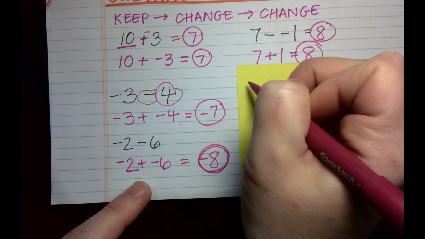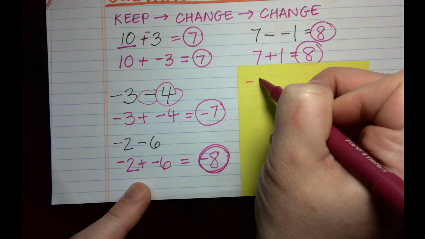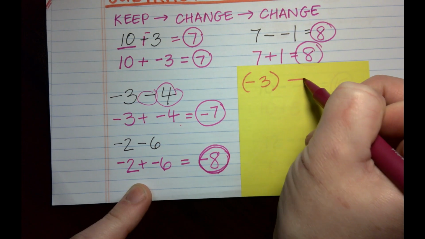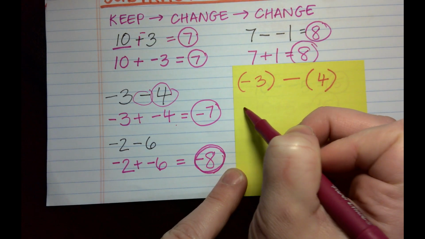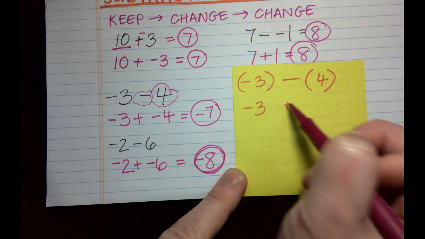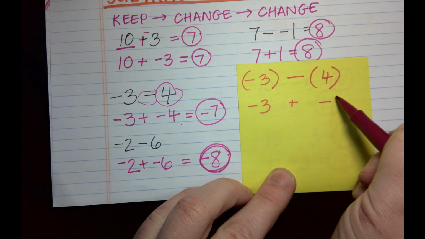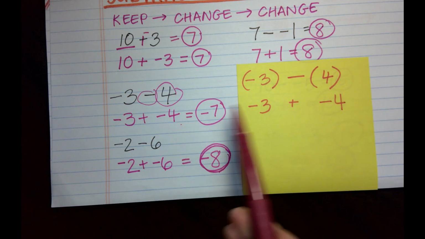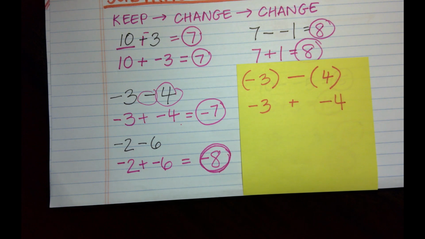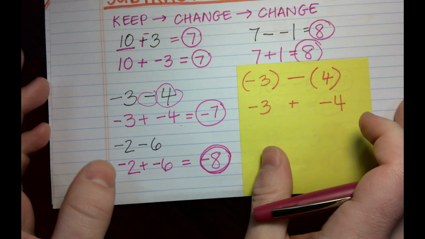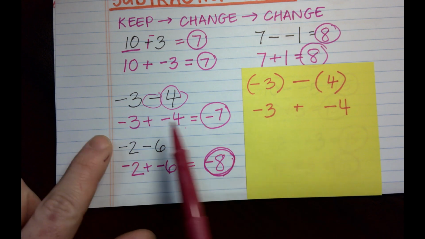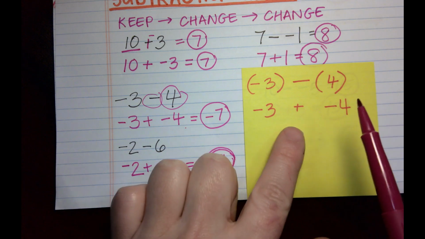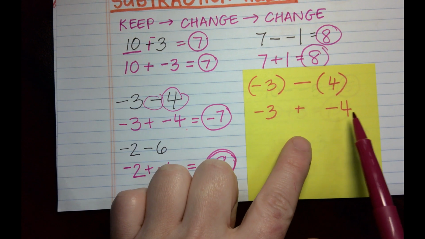So let's see. This is where I might use parentheses. I've got -3 minus 4. So I'm keeping the -3. I'm changing the minus to plus. I'm changing 4 to -4. Does that make more sense? Yes. No. Well, because in the beginning I thought it was -4. So it's the same thing as plus -4. Subtracting 4 is the same thing as adding -4.